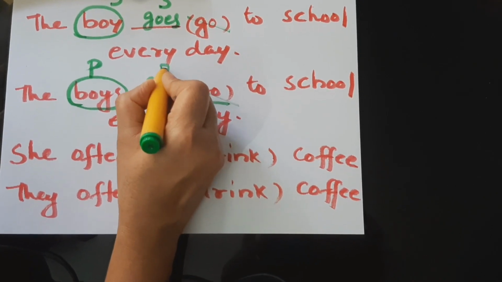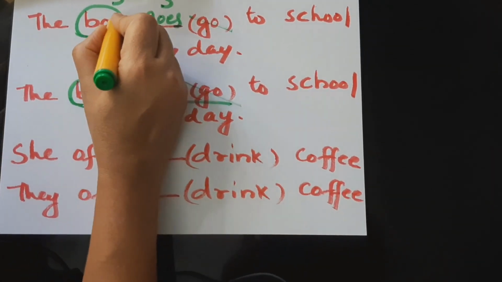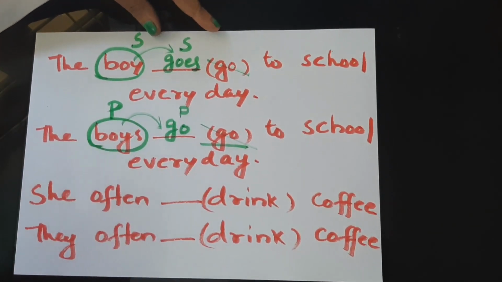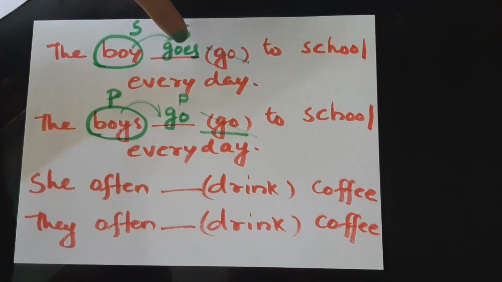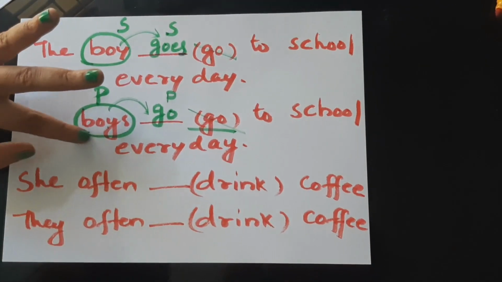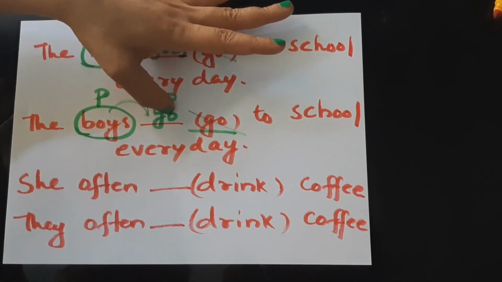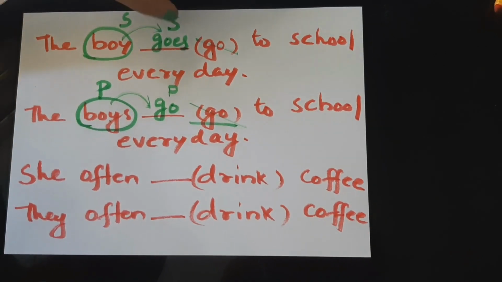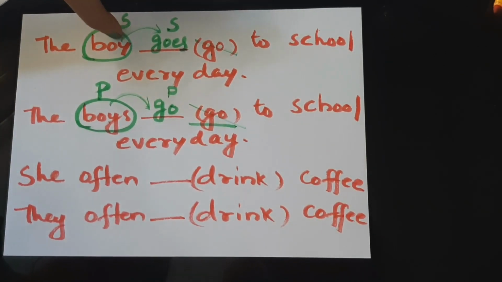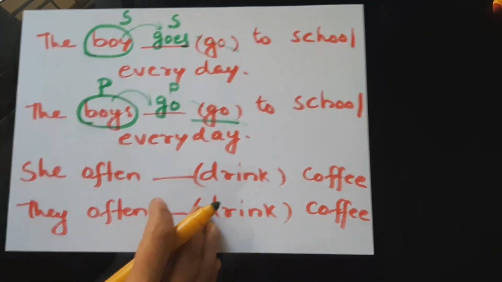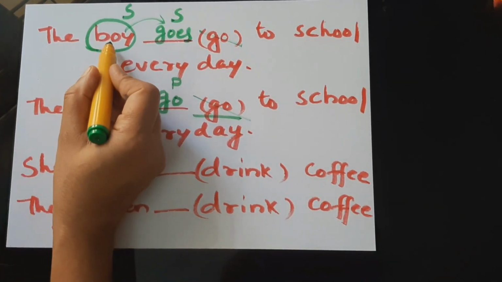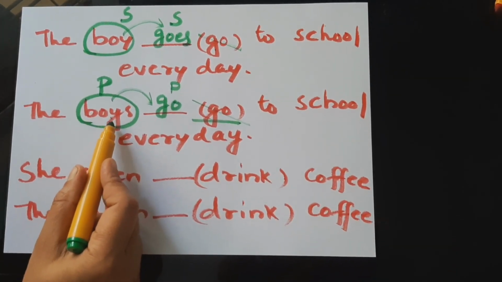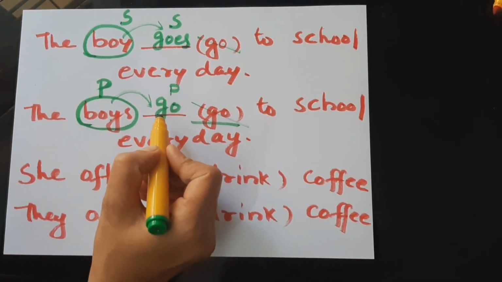Go is plural. Singular subject, singular verb. Plural subject, plural verb. If the subject is singular, the verb should also be in its singular form. If the subject is plural, the verb should also be in its plural form. This basic rule is known as subject-verb agreement or subject-verb concord. The rule is simple. If the subject is singular, the verb should also be in its singular form, and if the subject is in its plural form, the verb should also be in its plural form.